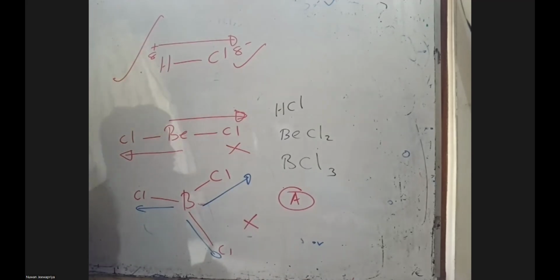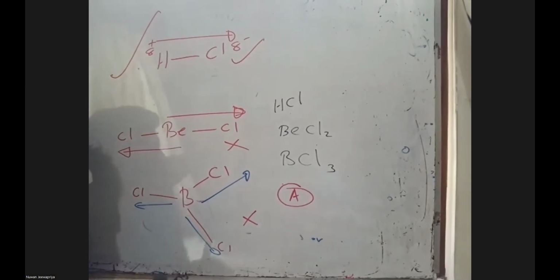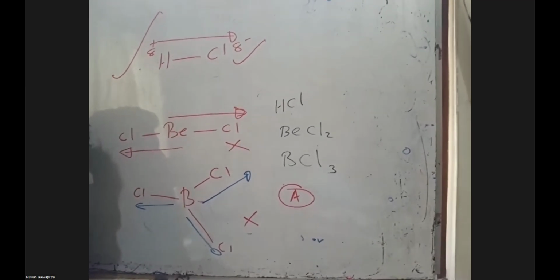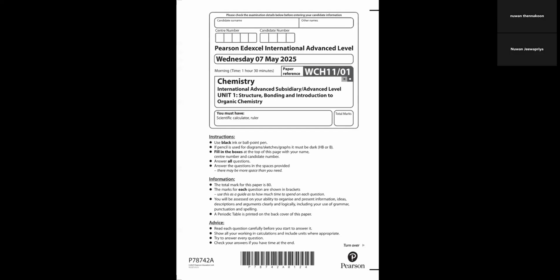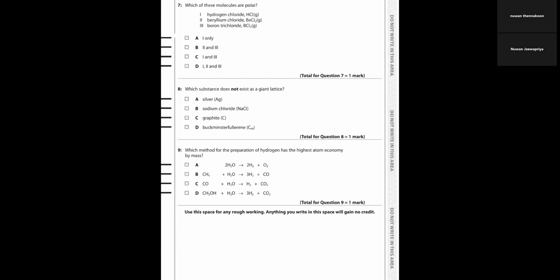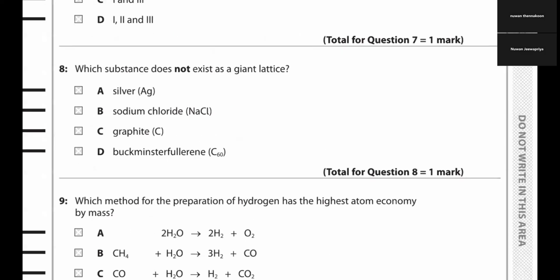Now we go to question number 8. Which substance does not exist as a giant lattice? Silver, it makes a giant metallic lattice.